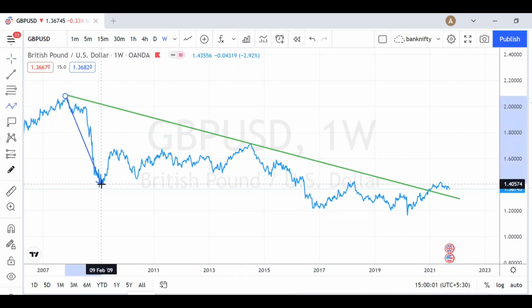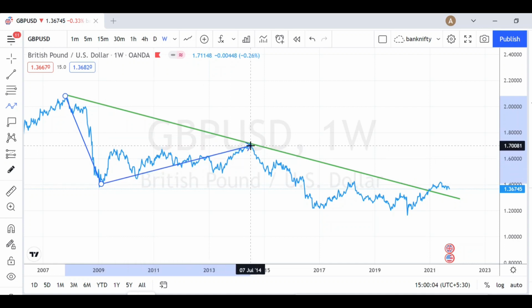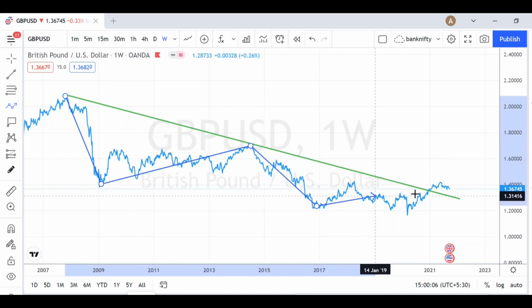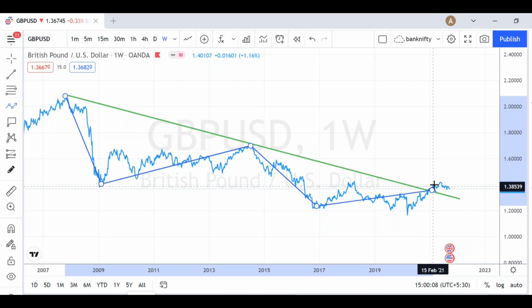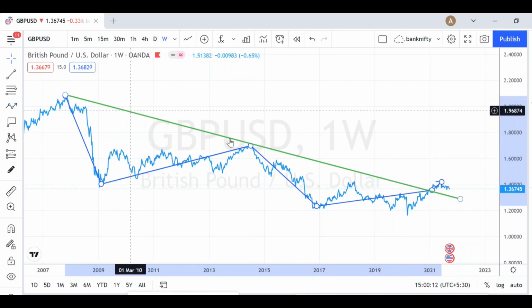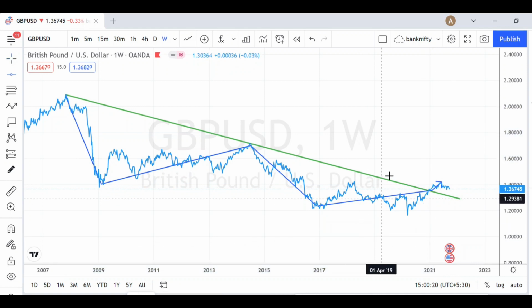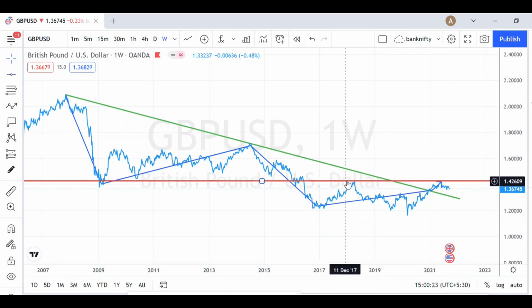Higher high, lower low, lower high, lower low, lower high. Then we have noticed that it has broken the trend. Downtrend has been broken, but it has not gone so far. It is staying within the range. When we see the resistance in this range, previous resistance has been at this range.